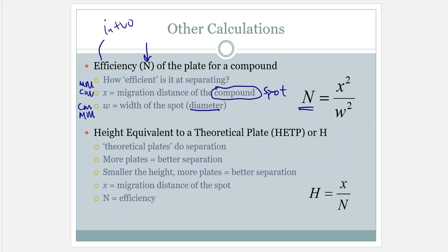The idea here is that I want my spot to be really tiny. And the smaller that spot is, that's actually great news for me. Because that number, when I plug it into this calculation, is going to give me a large N value. And that large N value is the number of theoretical plates, and that's a smoother cartoon and a smoother separation.